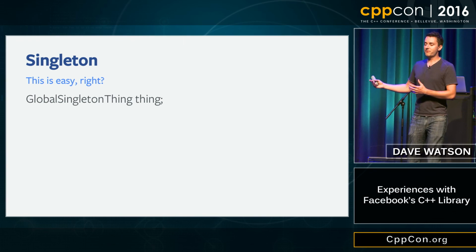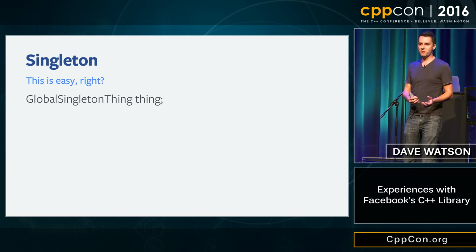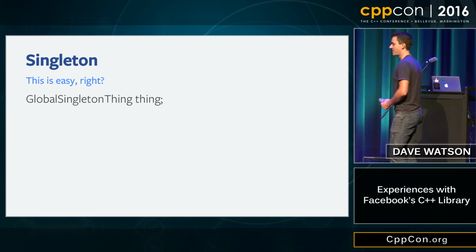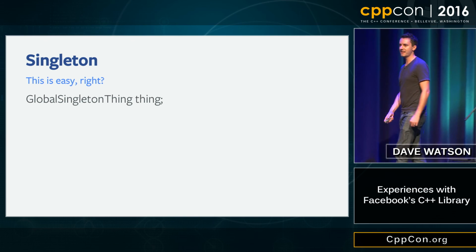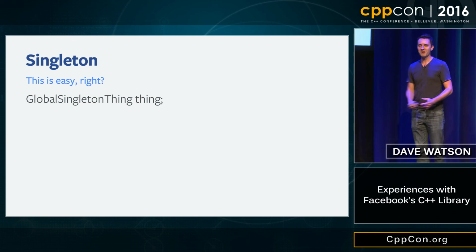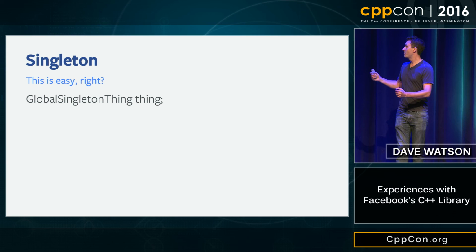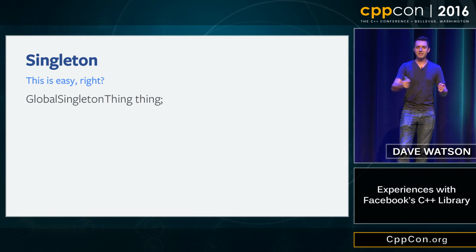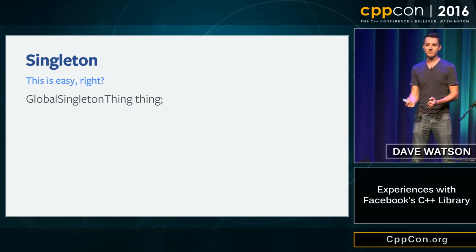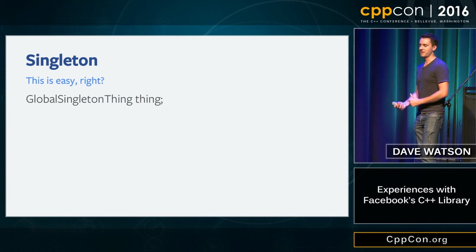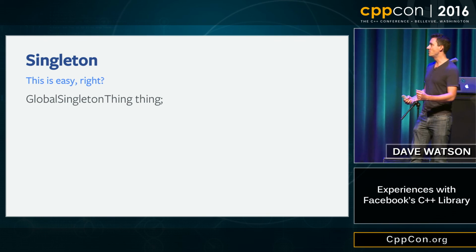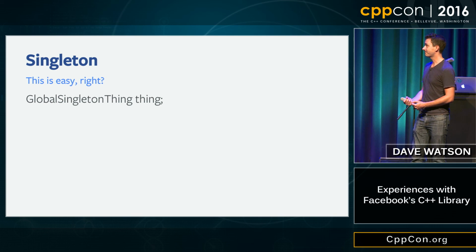If the singleton references other singletons, we could run into problems. There's a thing called the static initialization order fiasco. This is going to blow up all over. If you have two singletons that are referencing each other from different files, you don't actually know which one's constructor is going to run first. The linker gets to choose which one is going to run.